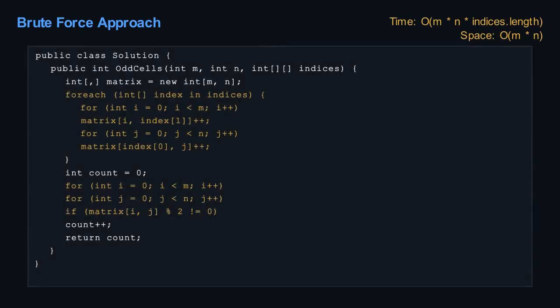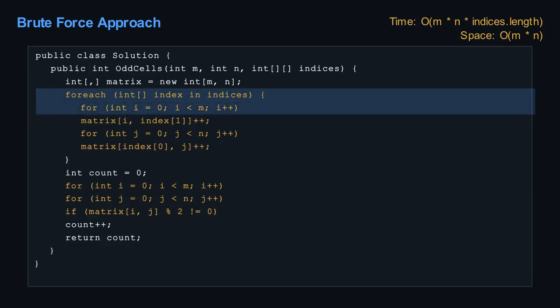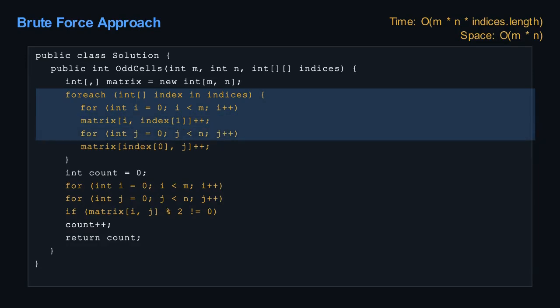The straightforward approach is to simulate the process directly. Initialize an m by n matrix with all zeros. Then, for each index pair in the input, iterate through the specified row and column, incrementing each cell. Finally, traverse the entire matrix to count how many cells hold an odd value. This works, but it's inefficient.